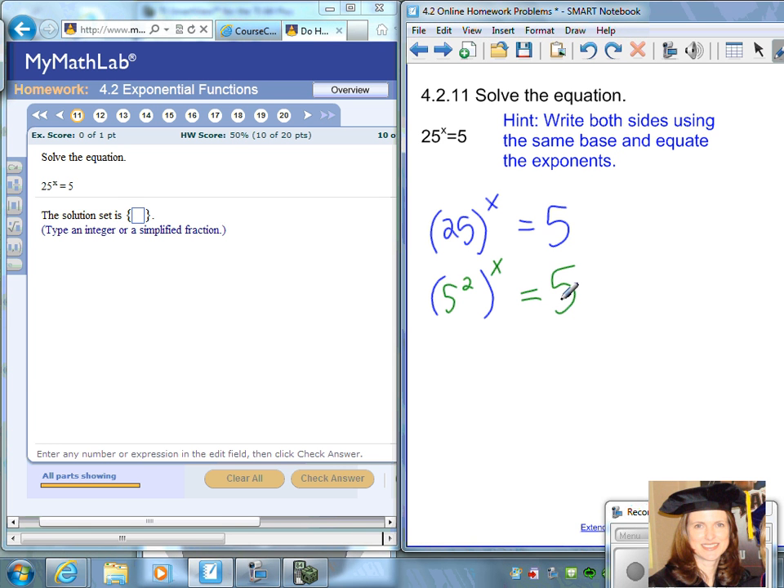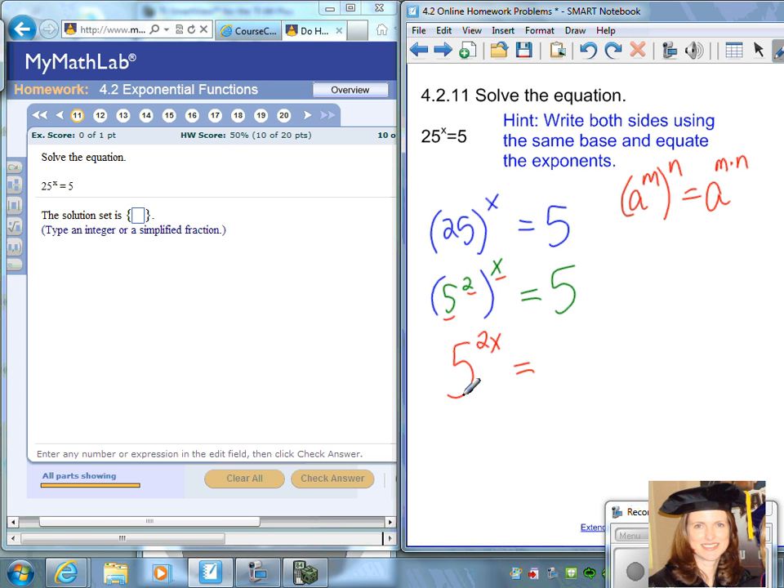Now, using the properties of exponents, I can rewrite this. Remember, if you have a to the m, to the nth power, a power to a power, you multiply those powers together to get a to the m times n. And that's what we have here: 5 raised to the power of 2, raised to the power of x. That can be written as 5 to the 2x power.